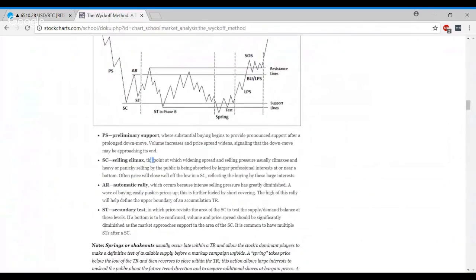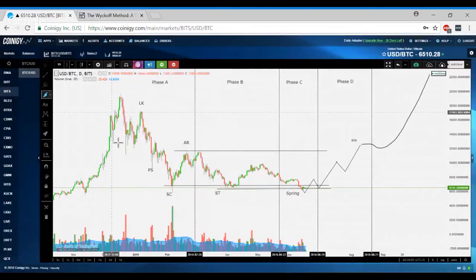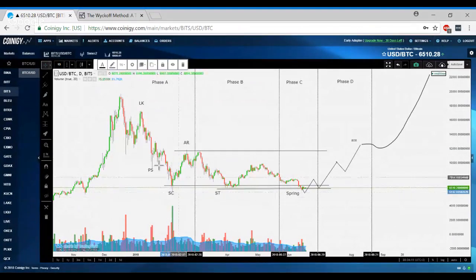In short, selling climax is the point at which widening spread and selling pressure usually climaxes, and heavy or panicky selling by the public is being absorbed by larger professional interests at or near a bottom. Often price will close well off the low in an SC, reflecting the buying by these large interests. As you can see, there is a pretty big wick here, and we can mark this off as the selling climax. This was the point where everyone panicked and sold off their coins if they didn't know what they were doing.